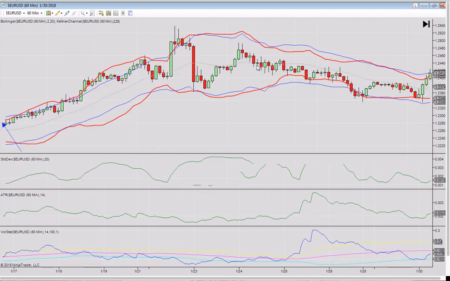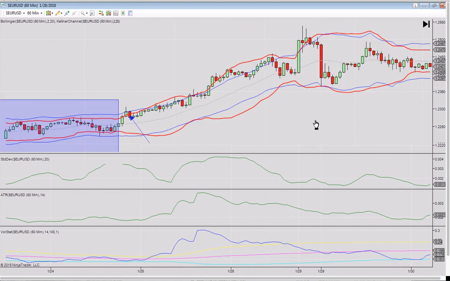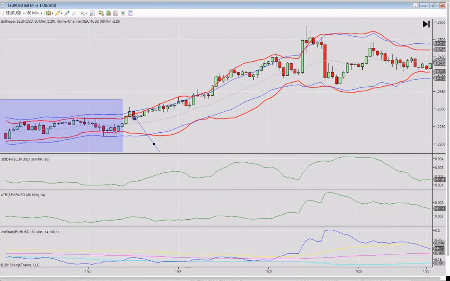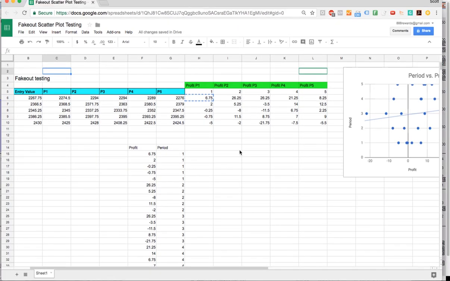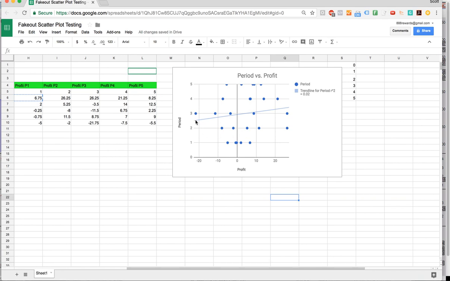So let's zoom in a bit. So we've got our entry here. You'd build up a spreadsheet with profit after period 1, profit after period 2, profit after period 3, profit after period 4, like we did on the fake out scatter plot testing. And you can see the rest of the system building course videos where we talk about scatter plot testing, and we're looking for a positive correlation. So we're looking for a line that's pointing from the bottom left to the top right, and we're looking for these dots to be a lot closer together than they are here.